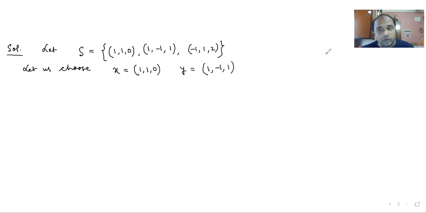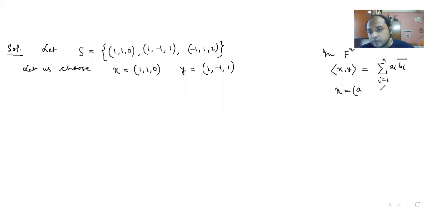And we know, in the previous class I told you, that in Fn the inner product of two vectors x, y is defined as the summation i goes from 1 to n of ai bi bar. I also proved this result, where x is equal to (a1, a2, ..., an) and y is equal to (b1, b2, ..., bn). If you can recall, then I'm going to apply this particular thing over here.